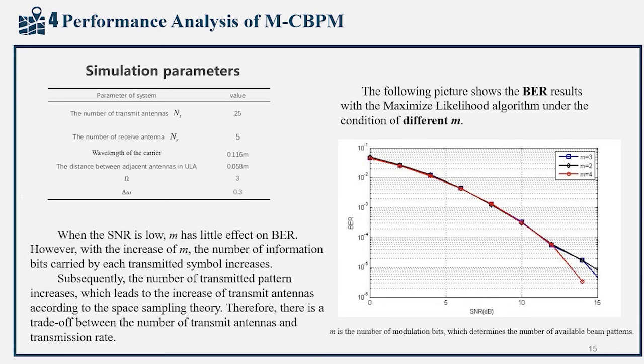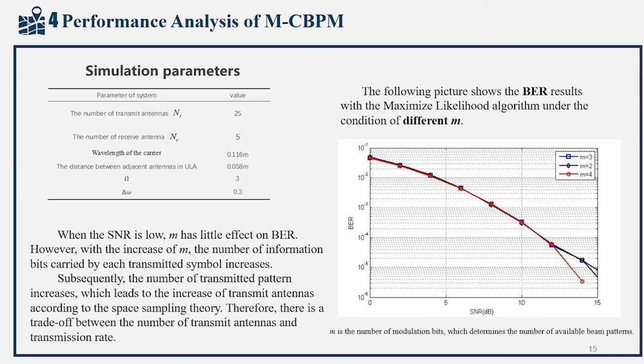The following figure shows the bit error rate results with the maximized likelihood algorithm under the condition of different M. M is the number of modulation bits. By observing this figure, we can find that when the SNR is low, M has little effect on the bit error rate.